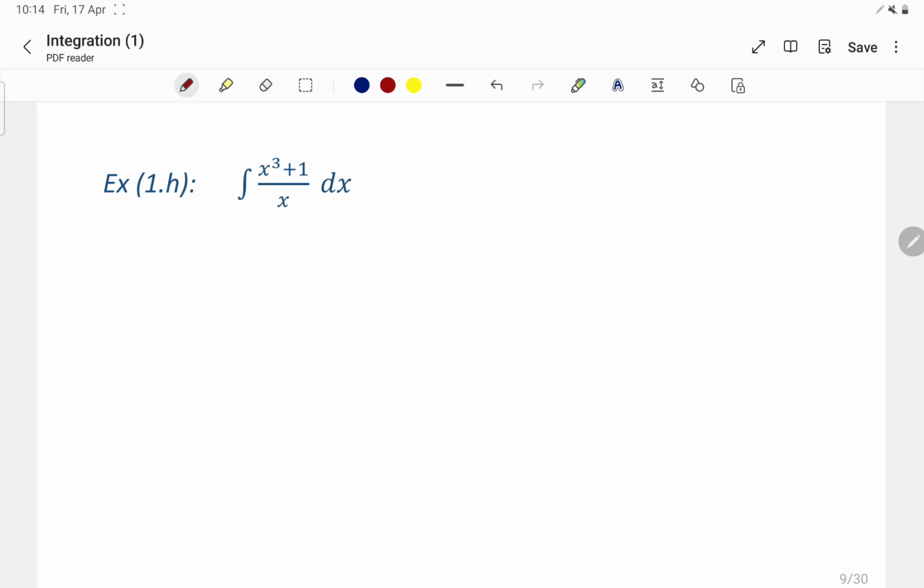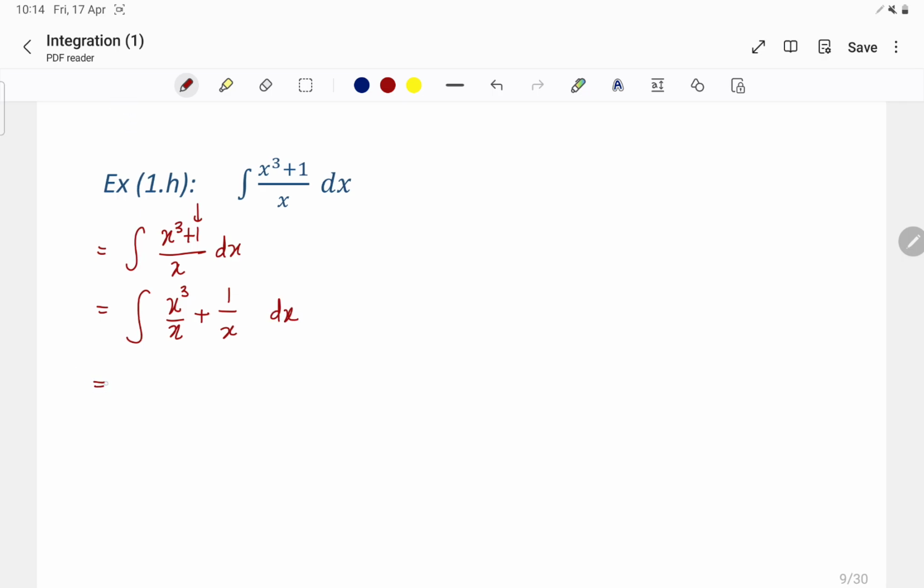And if you see here, at the denominator, we got x, right? So the first step, when you have x here, you have to know that we have to change this to index. Okay, change this to index, and then we have plus in the middle, right? You separate them. So x to the power of 3 plus 1 divided with x dx, you separate them. x to the power of 3 divided with x plus 1 divided with x dx.